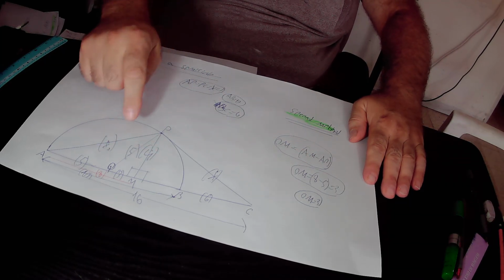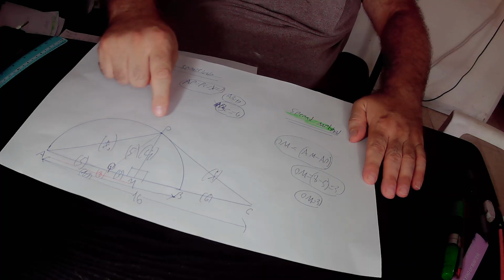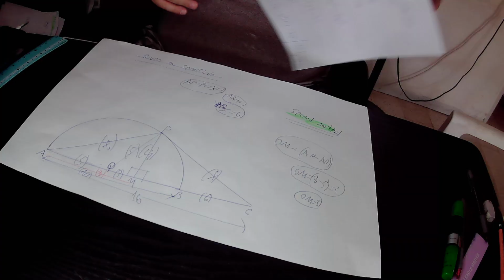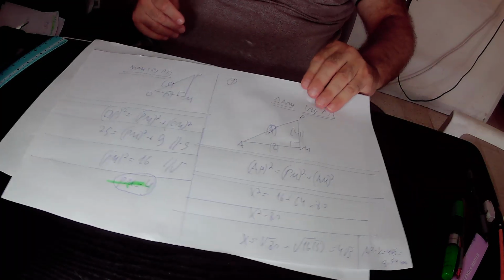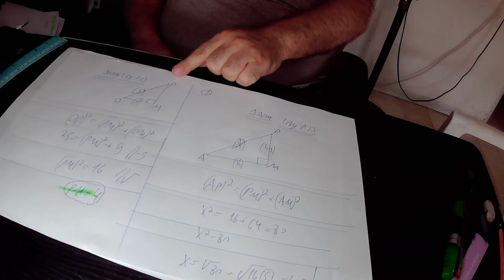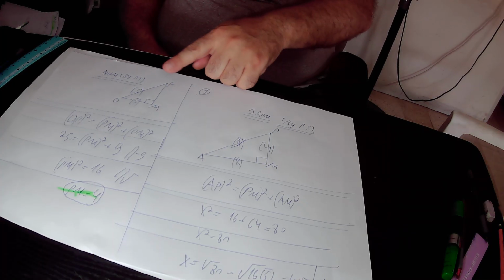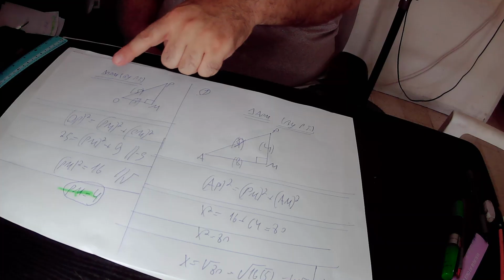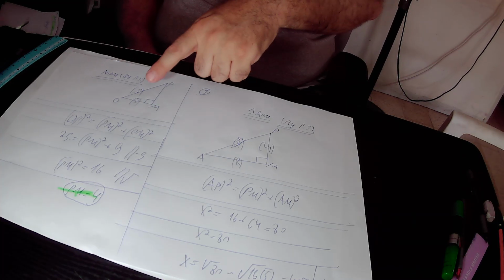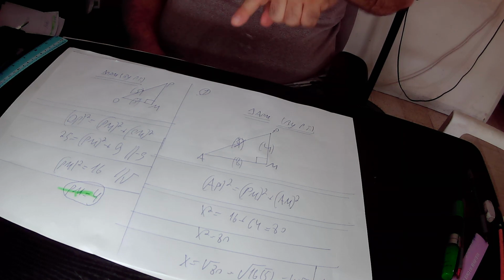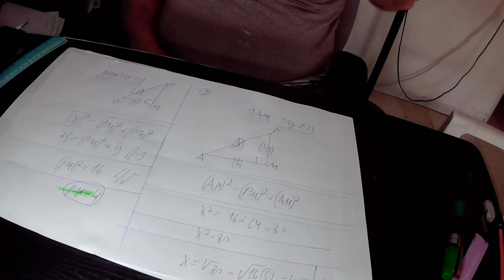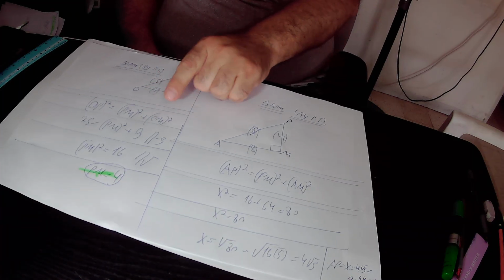In the next step, I copy the right triangle OPM onto a new page and apply the Pythagorean theorem. This is the right triangle OPM that I copied from the original drawing. According to the Pythagorean theorem, PO squared equals PM squared plus OM squared. PO is 5, therefore PO squared is 5 squared, that is 25, and it equals PM squared. PM is the missing side, so leave it as it is, plus OM squared. OM is 3, therefore OM squared is 3 squared, that is 9. So in total, 25 equals PM squared plus 9.